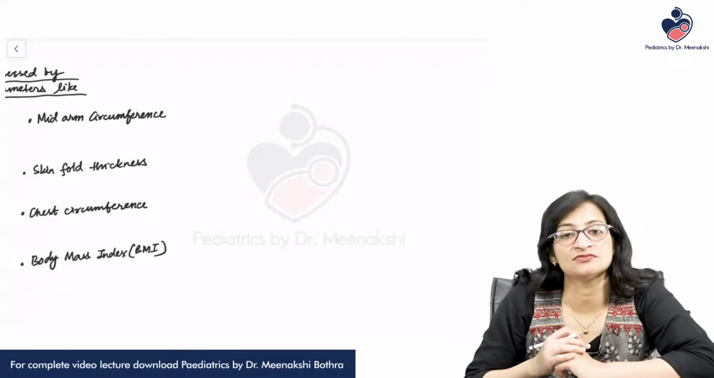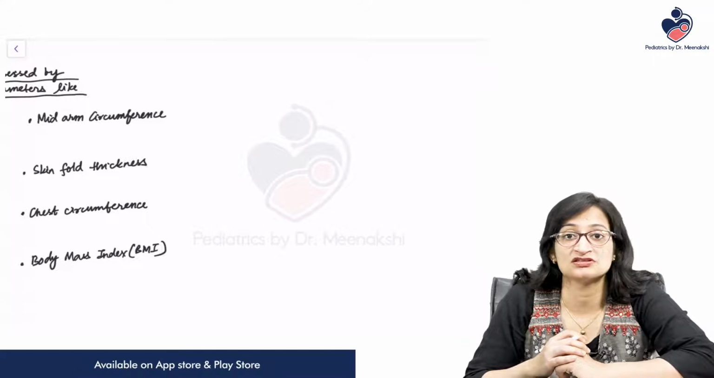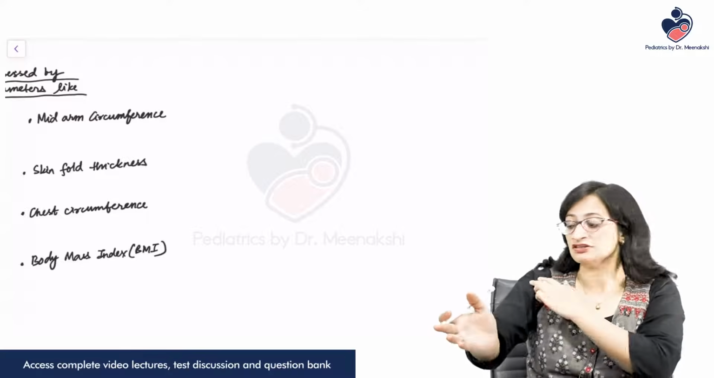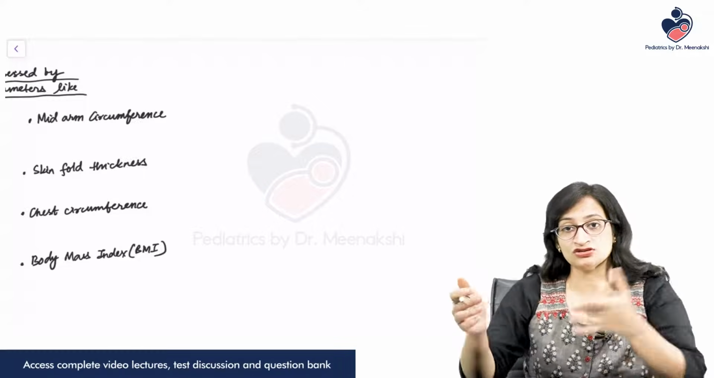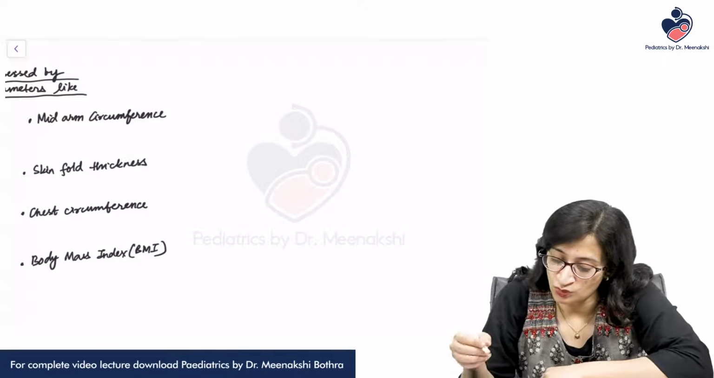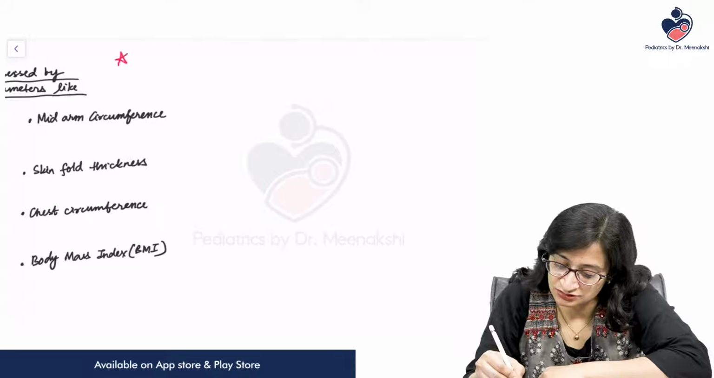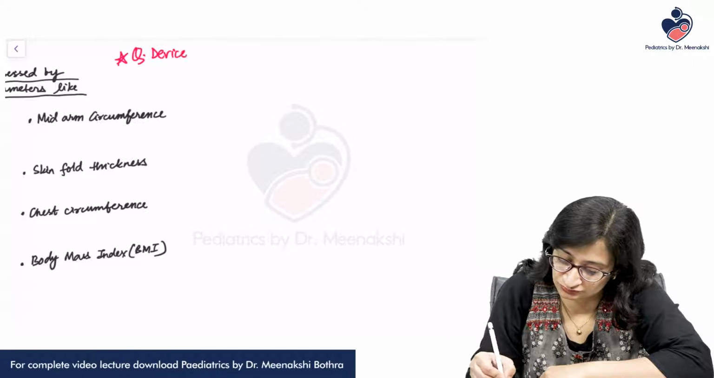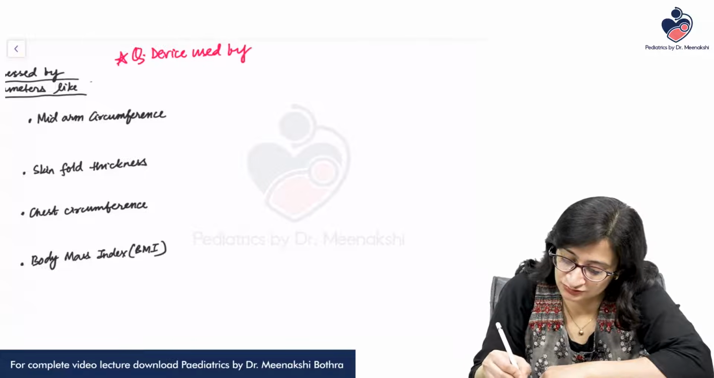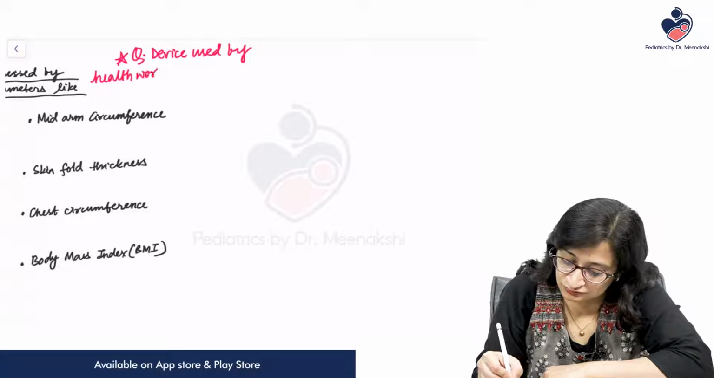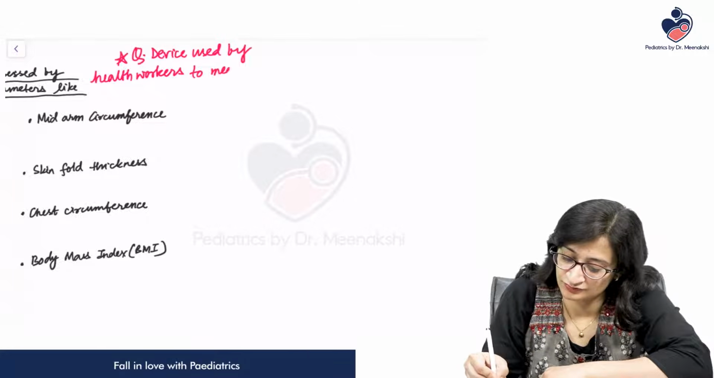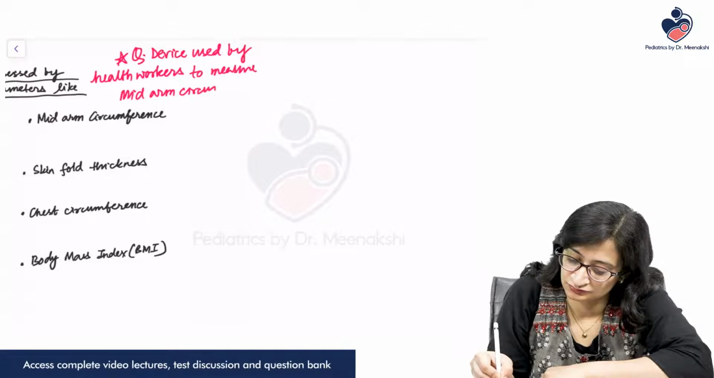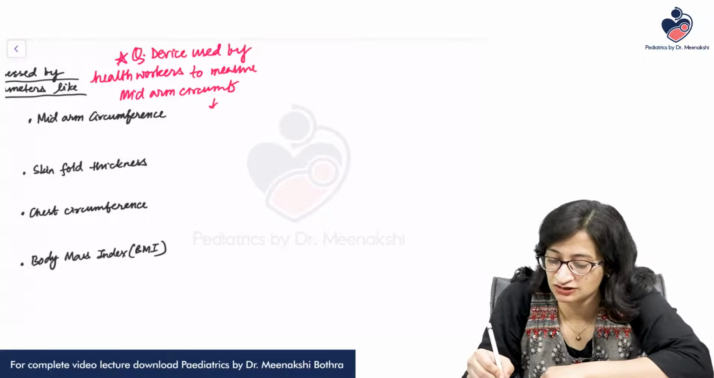Now a little bit about these parameters before we move on to the more important ones, that is the weight, height and the head circumference. The mid-arm circumference. The name itself is telling you are taking the circumference of the middle point of the arm. Okay, so that is the mid-arm circumference. Now, what is the device that is used by health workers to measure mid-arm circumference? So that can come as a question. So what is that? It is called a Shakir's tape.